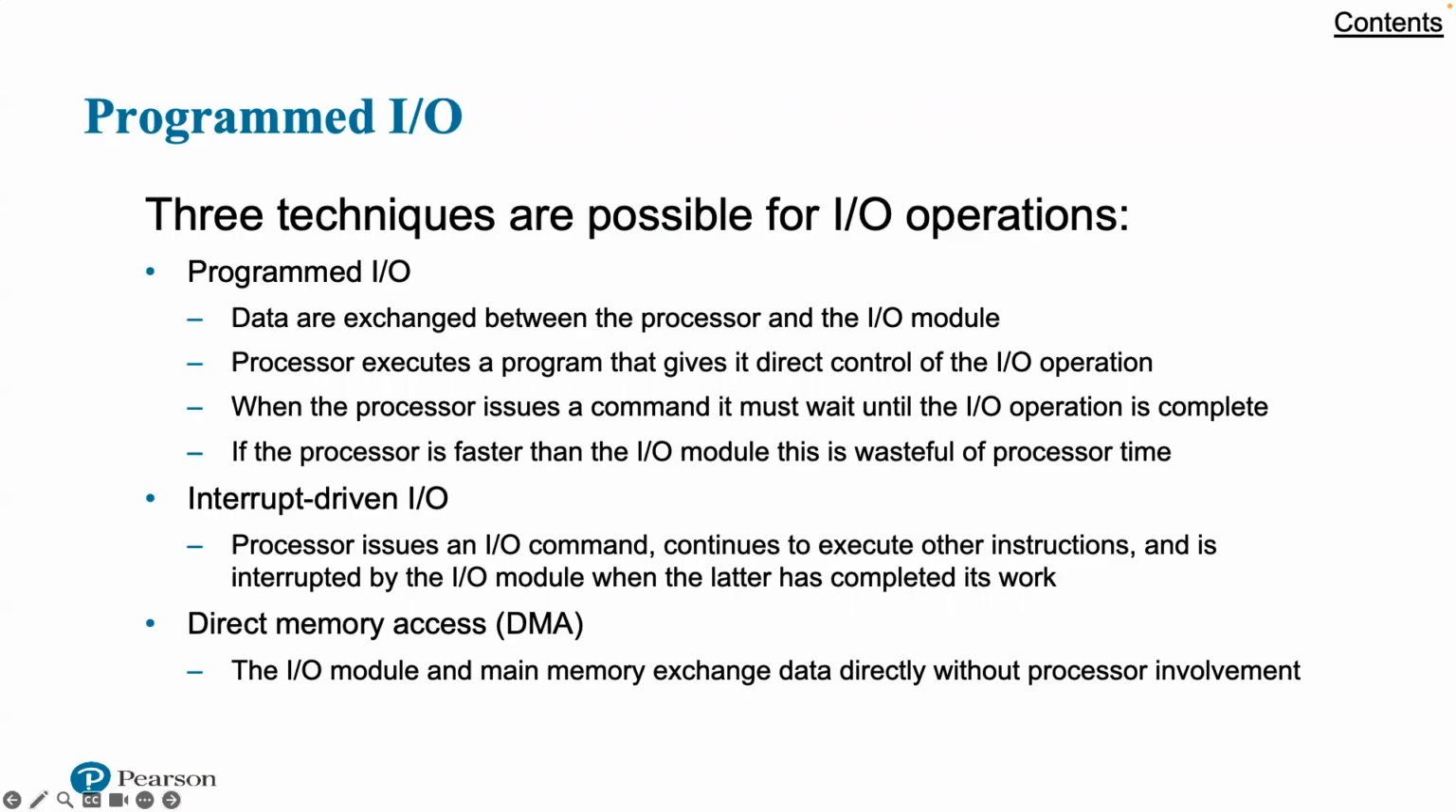With interrupt-driven I/O, the processor issues an I/O command, continues to execute other instructions, and is interrupted by the I/O module when the latter has completed its work. With both programmed and interrupt I/O, the processor is responsible for extracting data from main memory for output and storing data in main memory for input. The alternative is known as direct memory access, or DMA. In this mode, the I/O module and main memory exchange data directly without processor involvement.